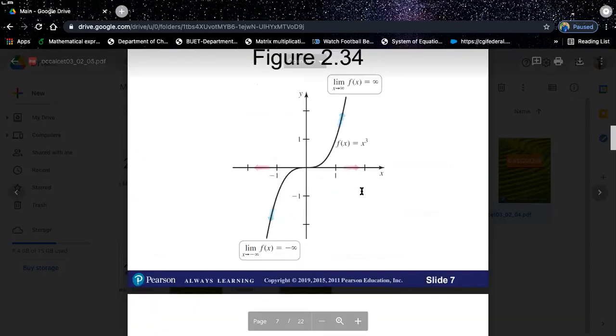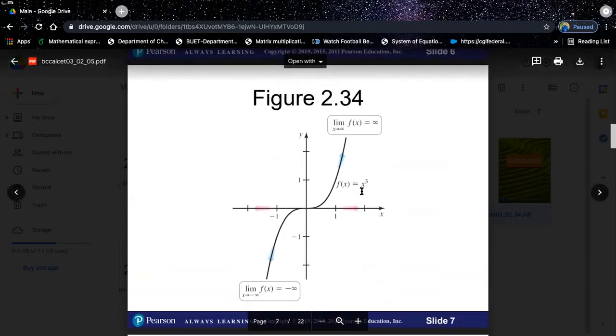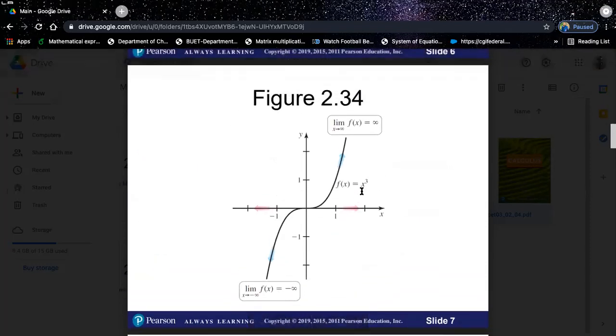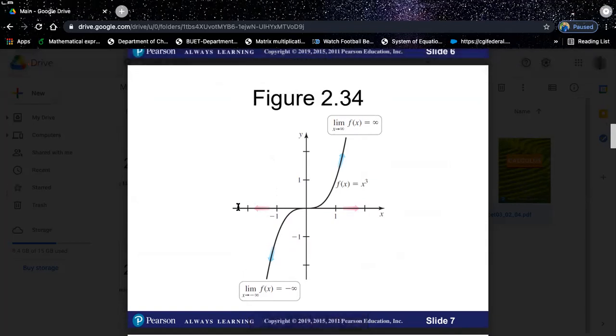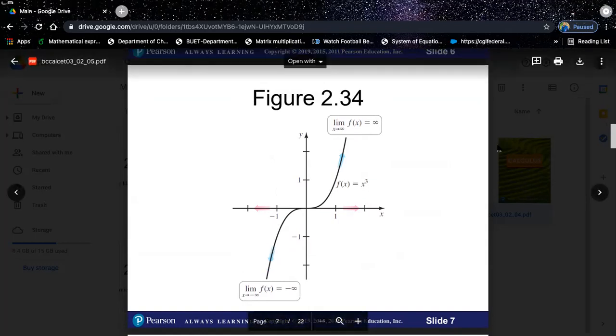And this is the graph of an infinite limit at infinity. As you can see, if we move towards infinity, the function also moves towards infinity. If we move towards negative infinity, the function is also moving towards negative infinity. Can you see that? That's why we say it's an infinite limit at infinity.